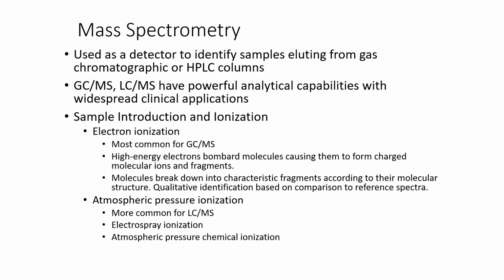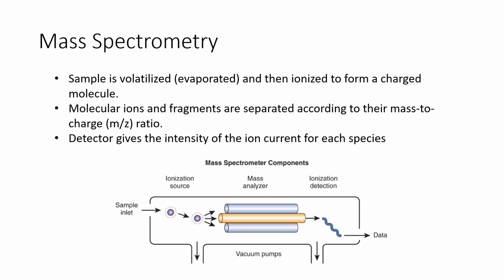Atmospheric pressure ionization is more common for LC-MS. Electrospray ionization and atmospheric pressure chemical ionization are examples of this. So the sample is volatilized or evaporated and then ionized to form a charged molecule. Molecular ions and fragments are separated according to their mass to charge ratio, or m/z ratio. The detector gives the intensity of the ion current for each species.